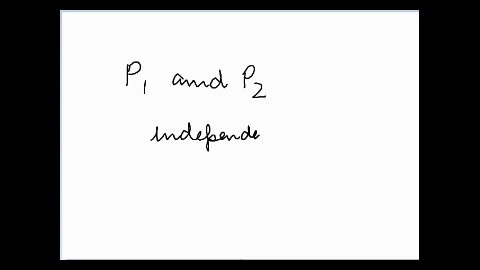We have two program fragments, namely P1 and P2. We have to find out whether these two programs are independent of each other so that they can be executed in parallel.